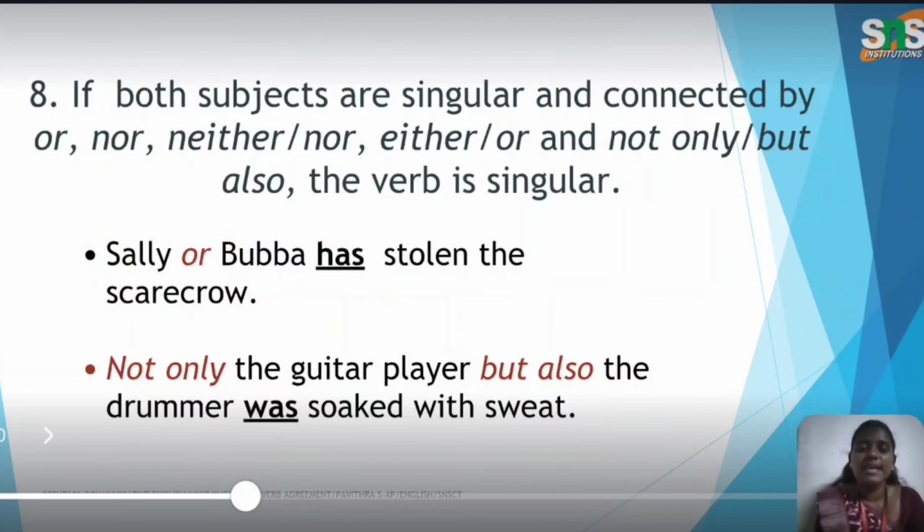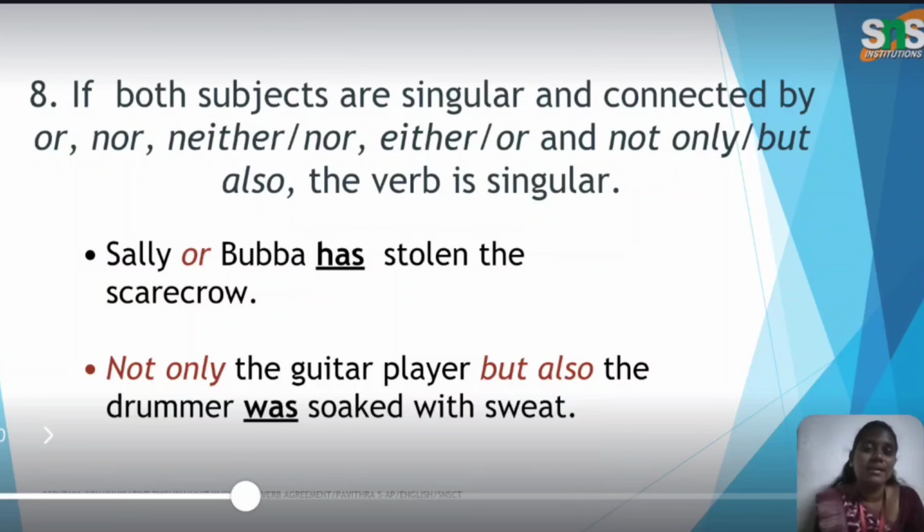And let us see the eighth rule of subject verb agreement. If both subjects are singular and connected by or, nor, neither nor, either or, and not only but also, we must use the singular form of the verb. Let us see the example. Sally or Booba has stolen the scarecrow. What is that? Sally or Booba has stolen the scarecrow.